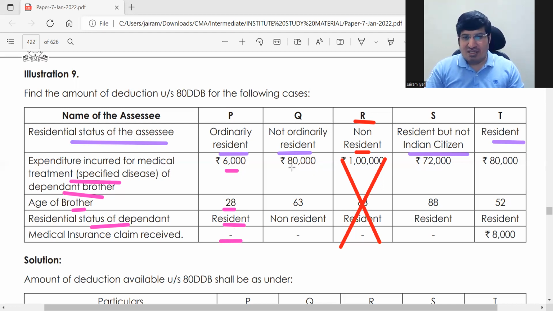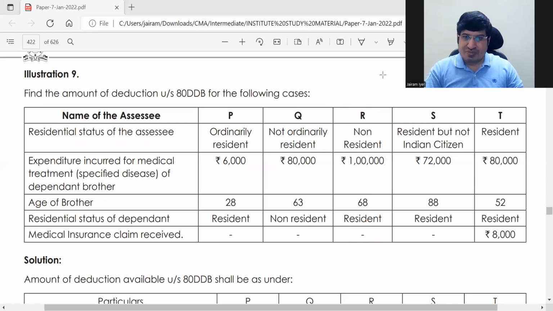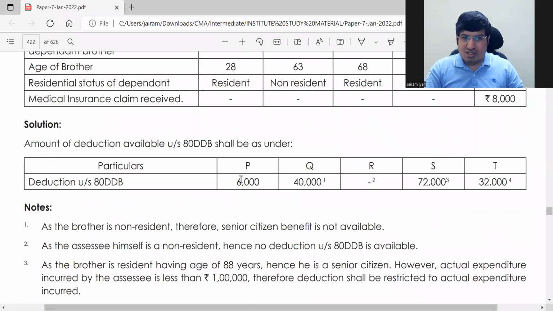Second one, 80,000 is the expense. Age of brother is 63, so he is a senior citizen. But if you see, he is a non-resident. As per our definition of senior citizen, he has to be a resident individual. Anyone who is non-resident will not be considered as a senior citizen. So he will get the deduction, but he will not get the senior citizen benefit. Although this person is a senior citizen, he'll only get up to 40,000, because he will not be considered a senior citizen as he is non-resident. So 40,000 here, 6,000 here. So the solution is 6,000, 40,000.